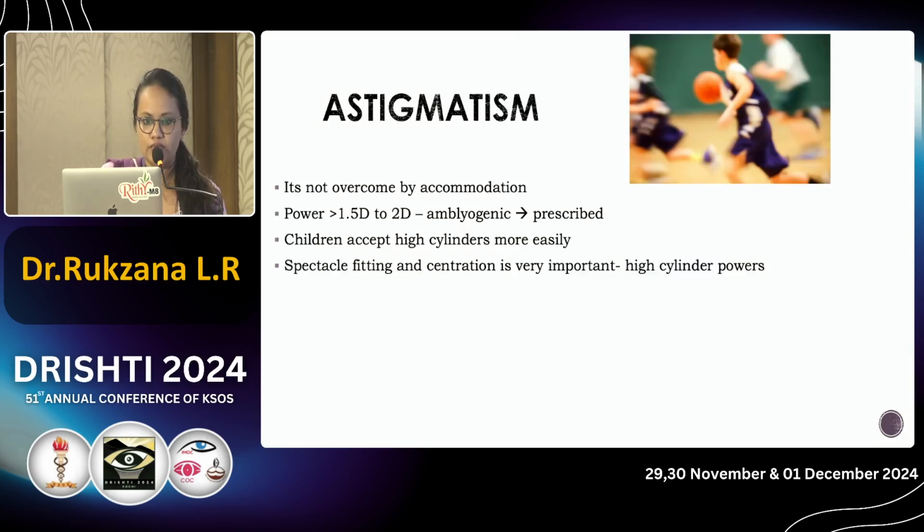In astigmatism, it's not overcome by accommodation. Hence, power of more than 1.5 diopter to 2 diopter can be amblyogenic and it should be prescribed. Children usually accept high cylinders more easily. So spectacle fitting and centration is very important in high cylindrical powers.